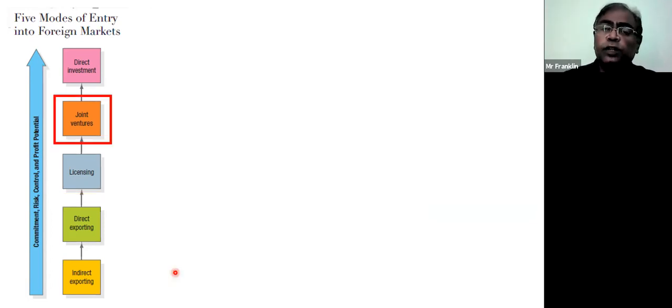Next, we are going to joint venture. Somebody mentioned joint venture, right? Now, a joint venture is a partnership. When you joint venture, you share with another company locally. Normally what happens is when you want to go to another country and sell and market your product, you do not know the culture of the people.